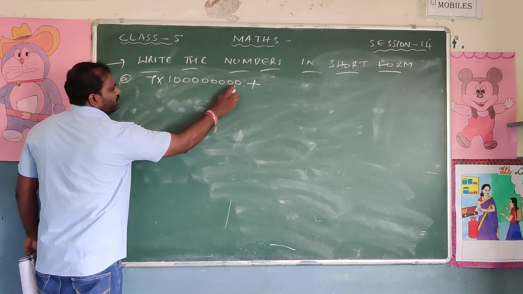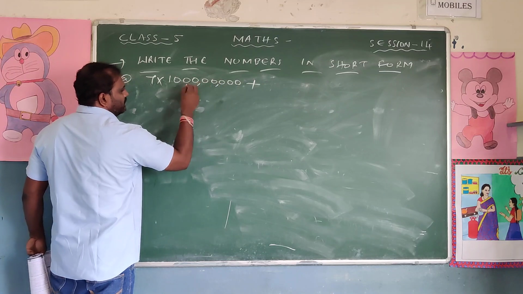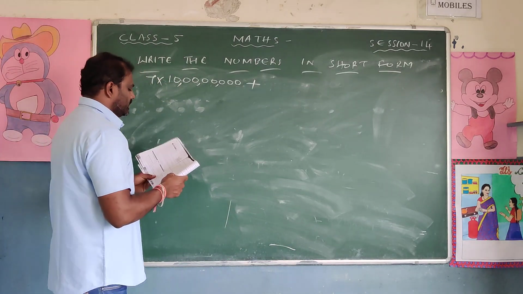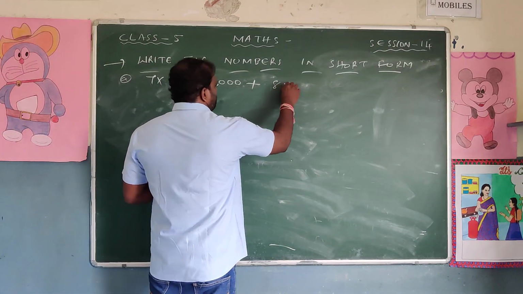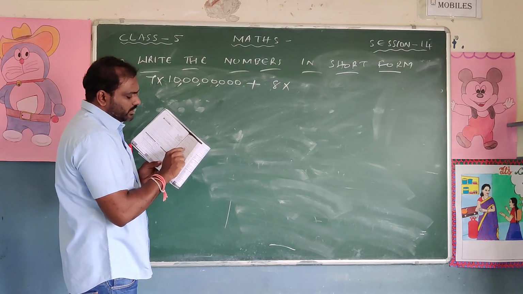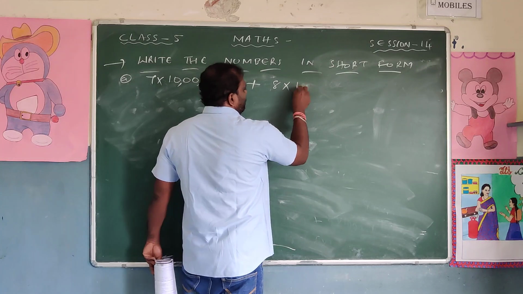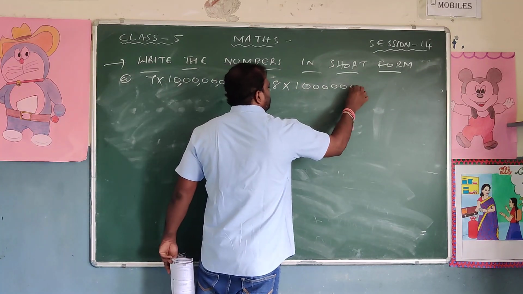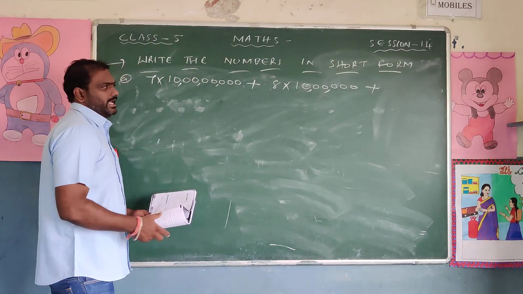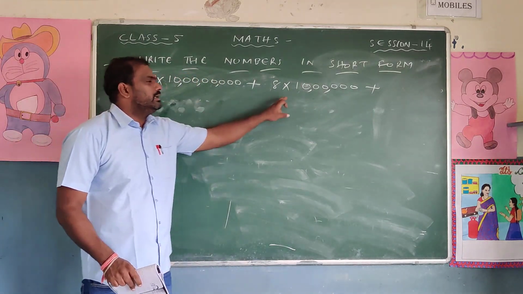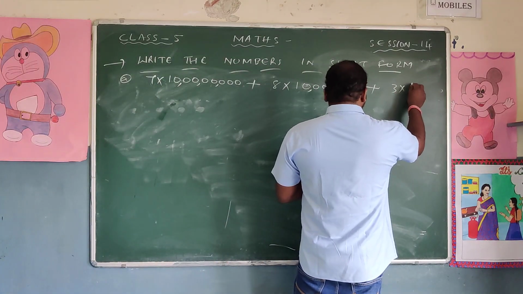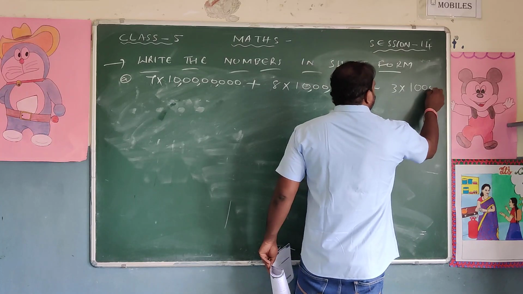Means you know how much? Units, tens, hundreds, 1000, 10,000, lakh, 10 lakh, crores, 10 crores. Next, 8 into, don't expect next number, it may reduce the zeros. Here it is 1, 2, 3, 4, 5, 6 zeros are there. So units, tens, hundreds, 1000, 10,000, lakhs, 10 lakhs. Here 10 crores is given. Here it is only 1 lakh is given. 10 lakhs is given. Next, 3 into 1, 2, 3, 4, 5.